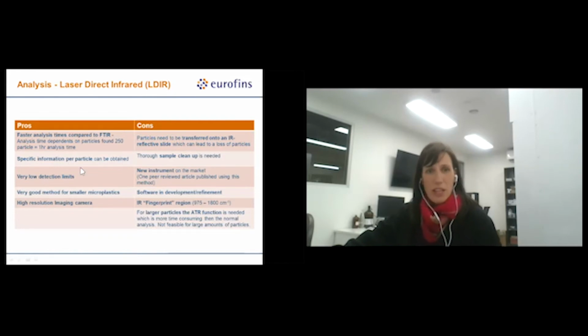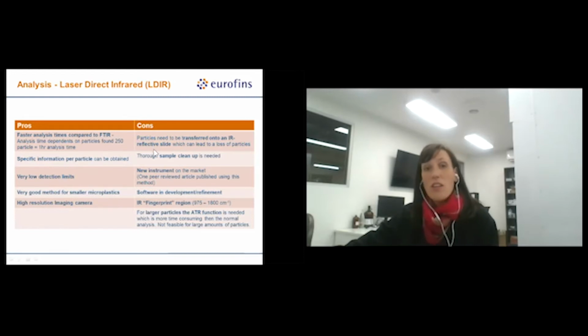We can gather specific information per particle, with a very low detection limit, so if there's one particle, we will be seeing it. It's a good method for smaller microplastics, but not for the larger. Especially the high resolution camera can take pictures, and we can provide our clients with those. And we can also use that for sizing, which is really accurate.